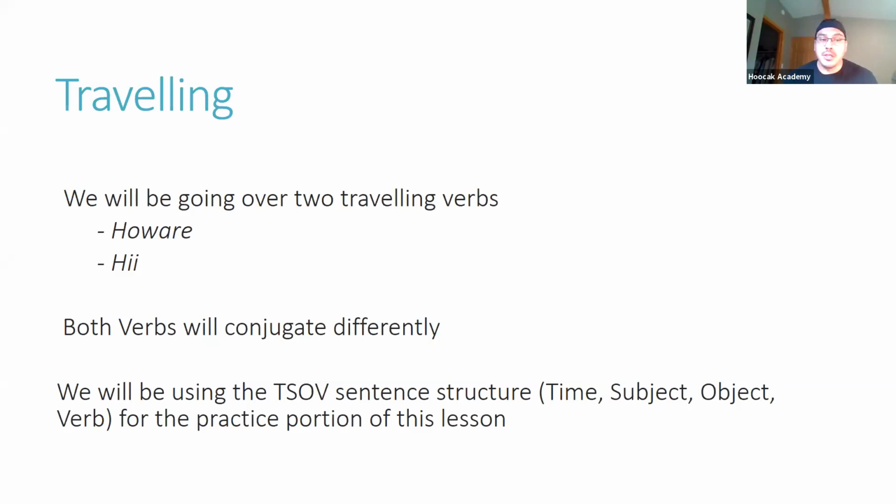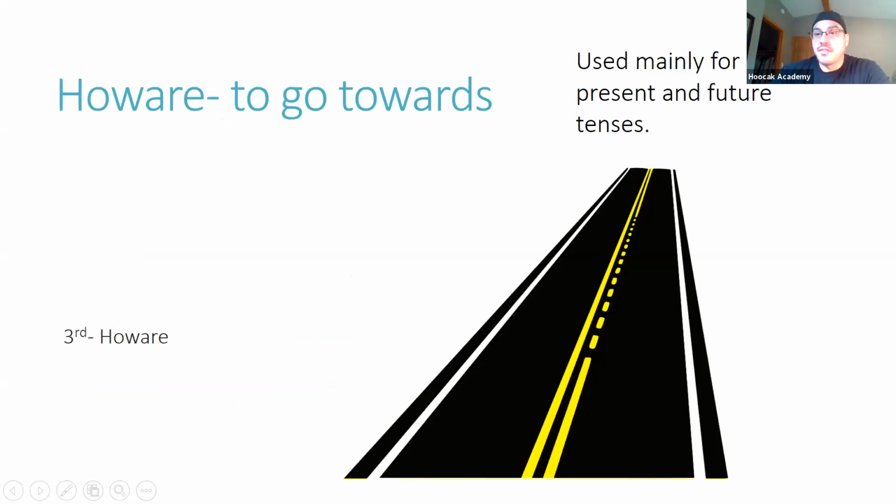Now, the only thing that we're asking you to do is write these sentences down and go for accuracy. Now, remember, there's a lot of moving parts, especially when we're talking about future tense, present tense, and past tense. Everything's going to be a little different. So let's look at the first verb. The first verb is Howare.